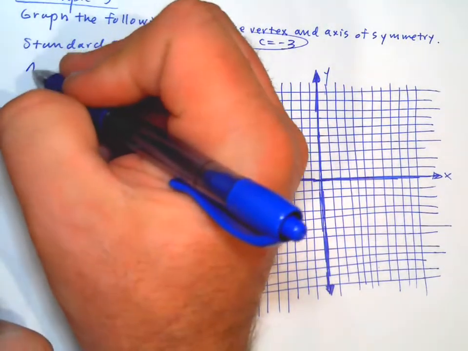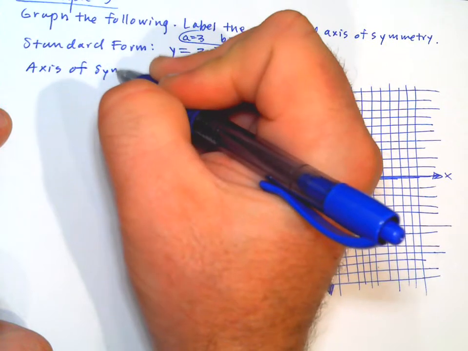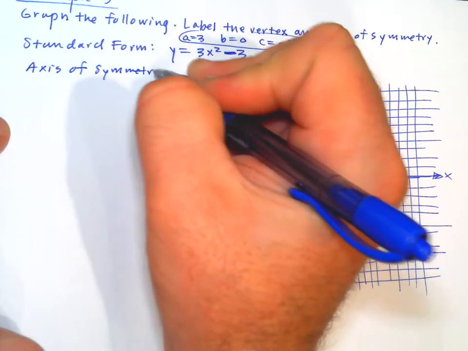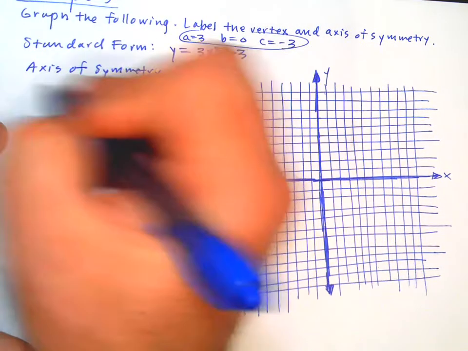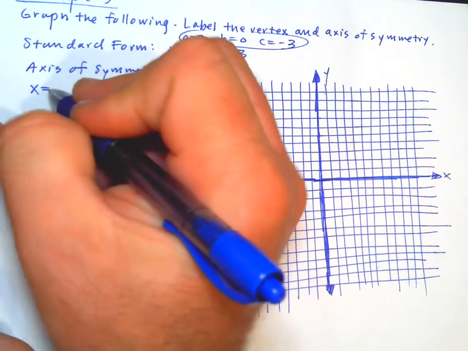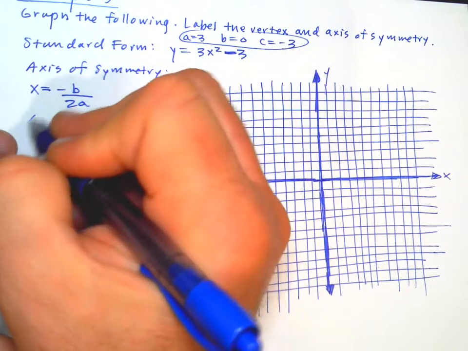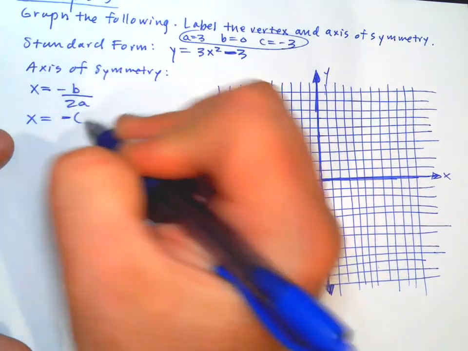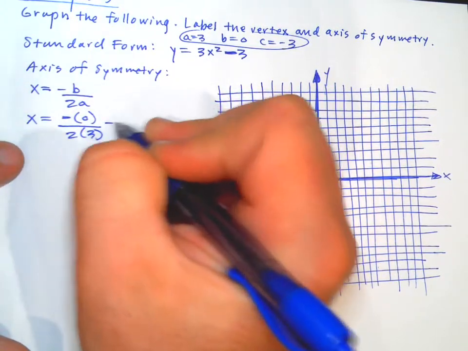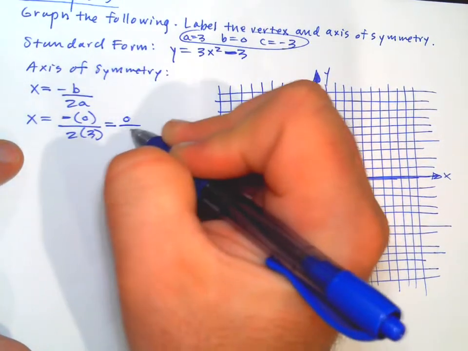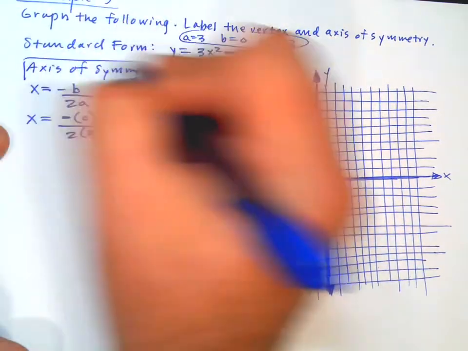So we're going to do the axis of symmetry. Again, the formula is x equals negative b over 2a. Negative b over 2a. Don't forget the negative. So negative, parentheses, the b value is 0, over 2 times a. The a value is 3. Negative 0 is 0 over 6 is 0. So the axis of symmetry is x equals 0.